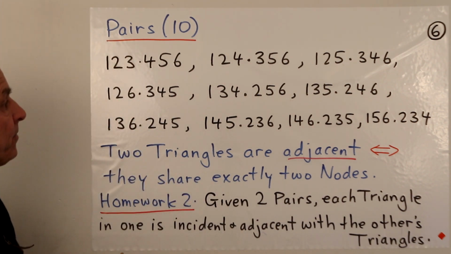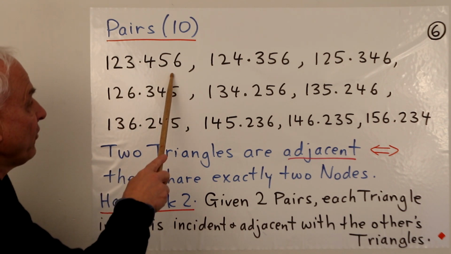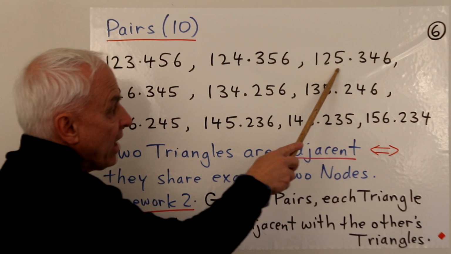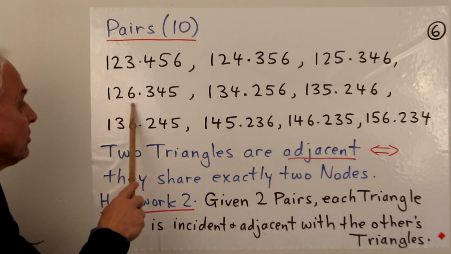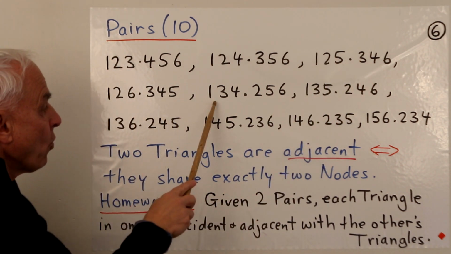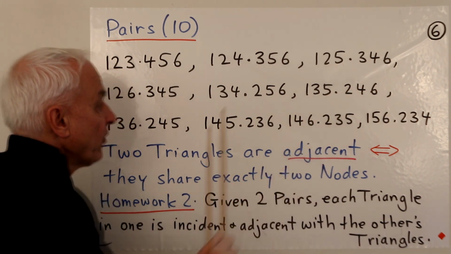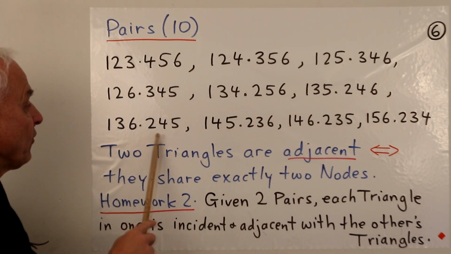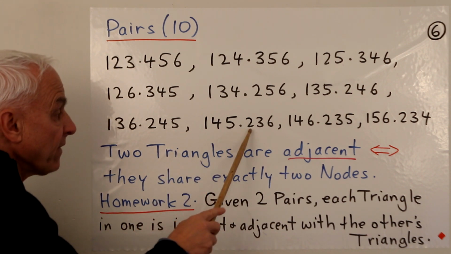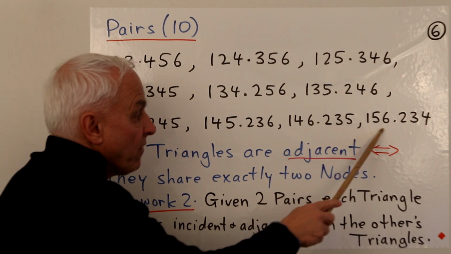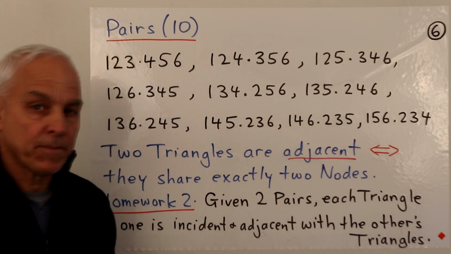And here they are. 1, 2, 3, 4, 5, 6. 1, 2, 4, 3, 5, 6. 1, 2, 5, 3, 4, 6. 1, 2, 6, 3, 4, 5. 1, 3, 4, 2, 5, 6. 1, 3, 5, 2, 4, 6. 1, 3, 6, 2, 4, 5. 1, 4, 5, 2, 3, 6. 1, 4, 6, 2, 3, 5. And 1, 5, 6, 2, 3, 4.